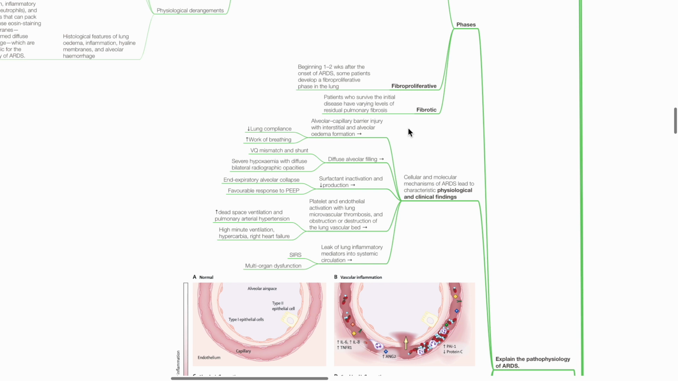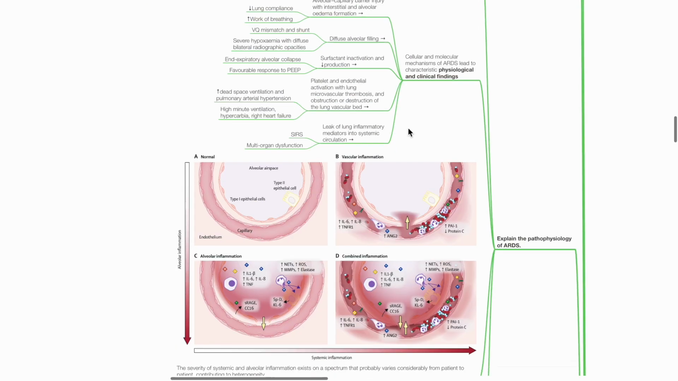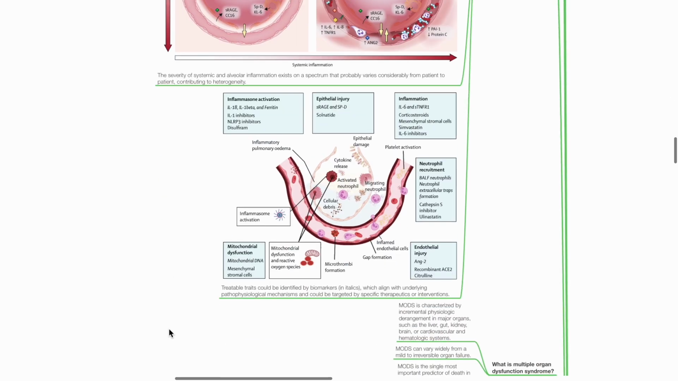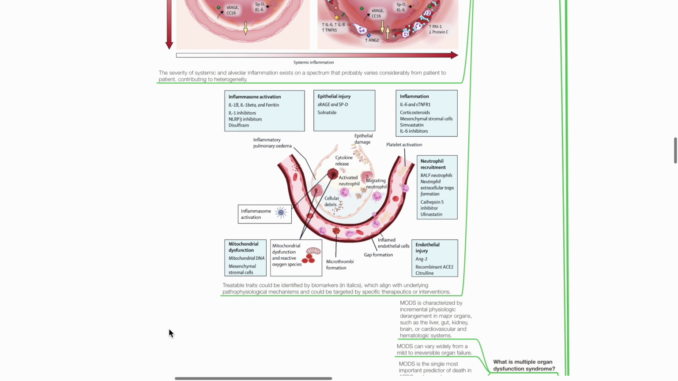Leak of lung inflammatory mediators into the systemic circulation leads to SIRS and multi-organ dysfunction. The severity of systemic and alveolar inflammation exists on a spectrum that varies considerably from patient to patient, contributing to heterogeneity. Treatable traits should be identified by biomarkers which align with underlying pathophysiological mechanisms, which could be targeted by specific interventions.